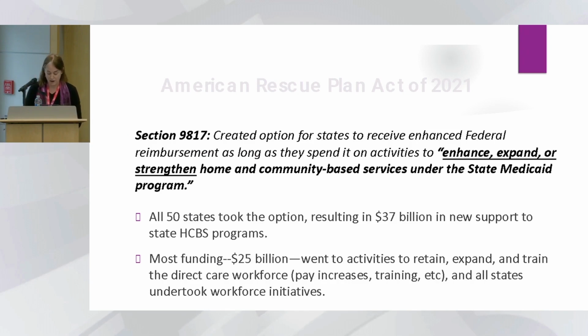to address COVID. But it created an option, this was really significant, for states to get a 10 percentage point increase in federal Medicaid reimbursement, as long as they use the funds to, quote, enhance, expand, or strengthen HCBS. And states could use the dollars for traditional infrastructure, for assistive technology, for IT, for a whole bunch of things. But what is really telling is that, first of all, this was a whole bunch of money. It was $37 billion.